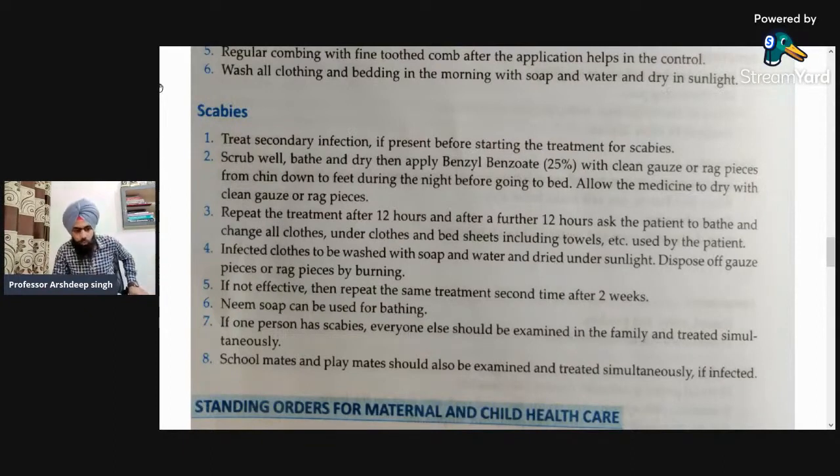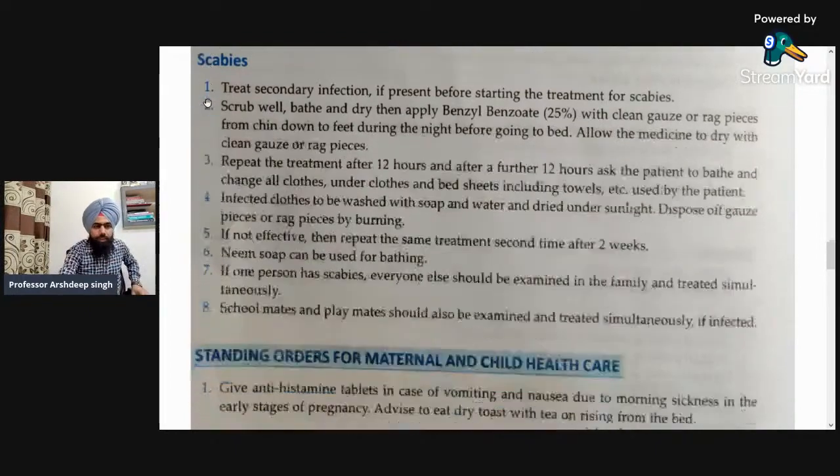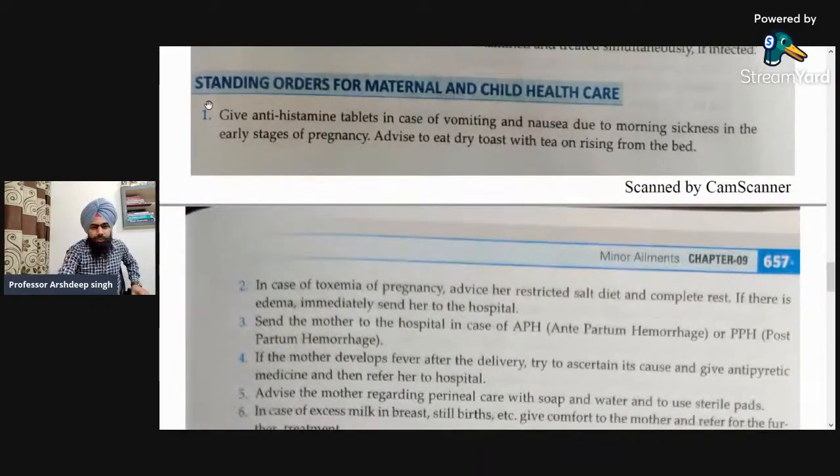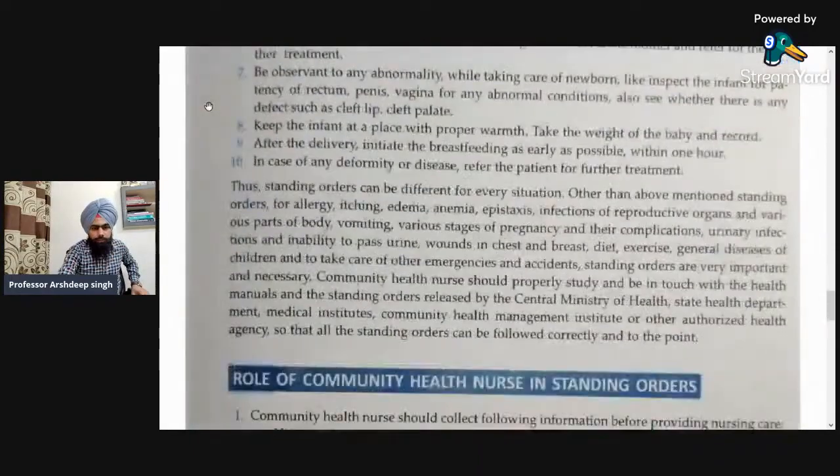Last one is the schoolmates and playmates should be examined and treated simultaneously, because the schoolmates always get in touch, that is, there is skin to skin touch with the schoolmates and the playmates that play in the school or in the house regularly. So they must also be assessed for the stages. Okay. Next is standing orders for the maternal and child health.